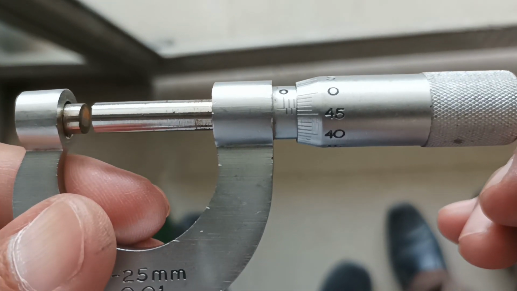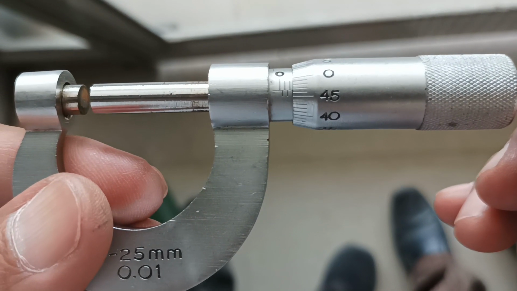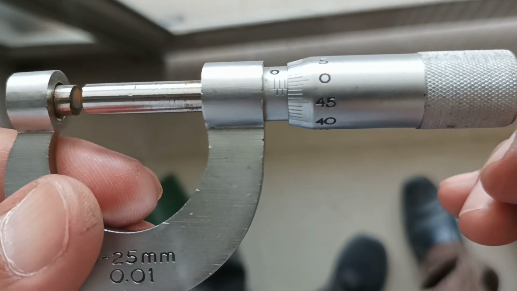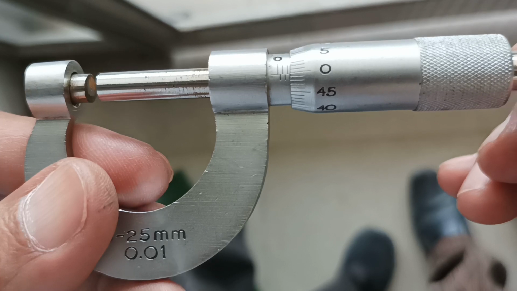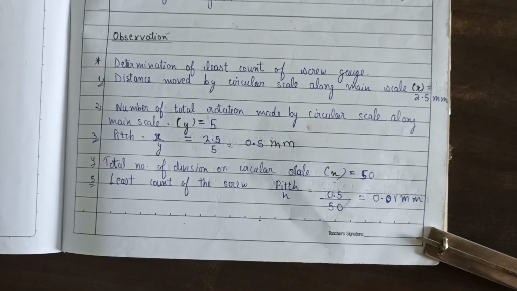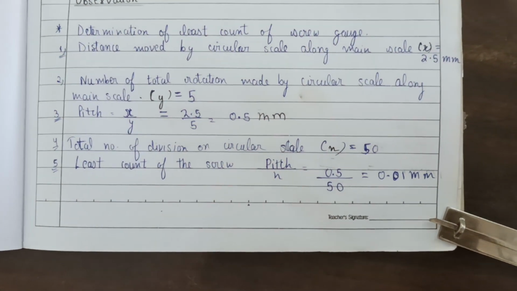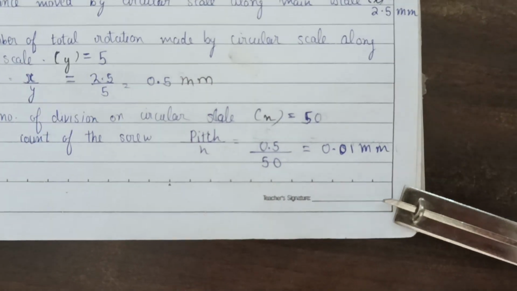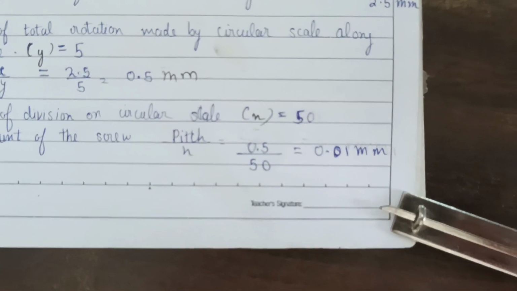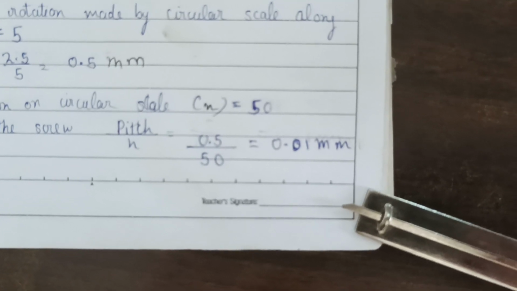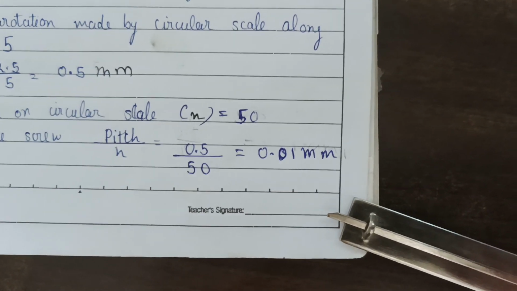There are a total of 50 divisions on the circular scale. You can see 45, after this 1 2 3 4 5, then 0. So there are a total of 50 divisions on this scale. The least count can be found by pitch divided by the total number of divisions. So pitch is 0.5 divided by 50 divisions, so this is 0.01 mm. In this way you can find the least count of the screw gauge.